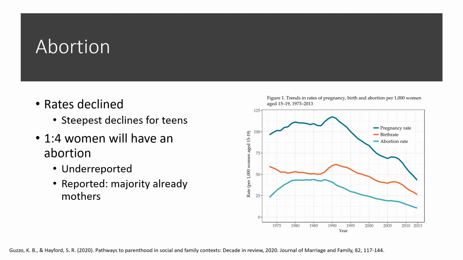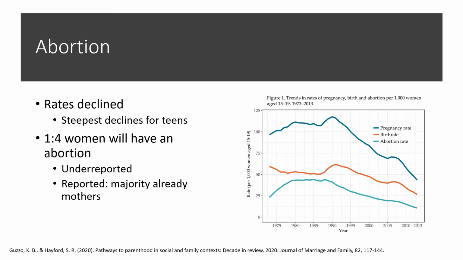Okay, as we're hearing in our media right now, abortion rates have declined in recent years, and this graph is specifically for teens ages 15 to 19, which have showed the steepest declines. It's estimated that 1 in 4 women will have an abortion in their lifetime, but this is really underreported due to the stigma. So abortion providers report higher rates of abortion than women who are surveyed. For the women who do report having had an abortion, the majority state they are already mothers, so it's not a first pregnancy.